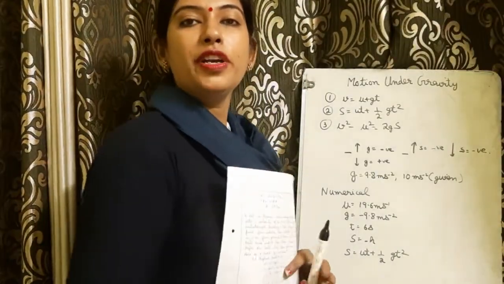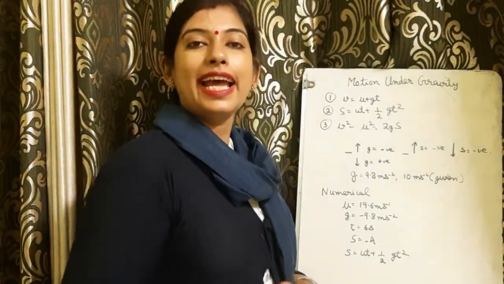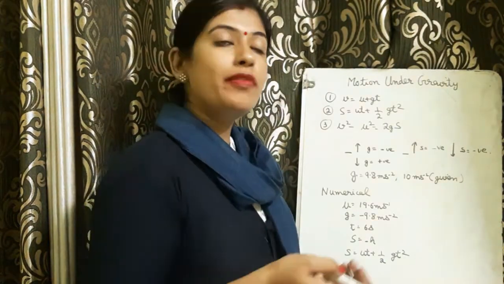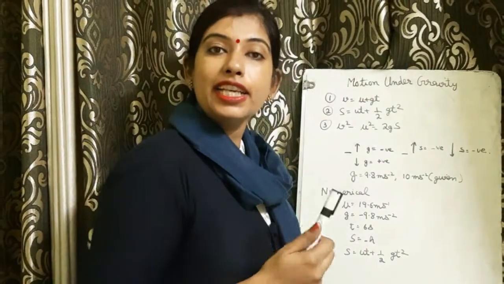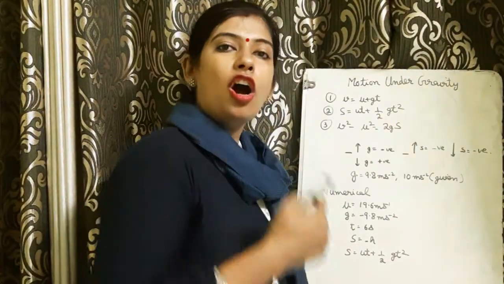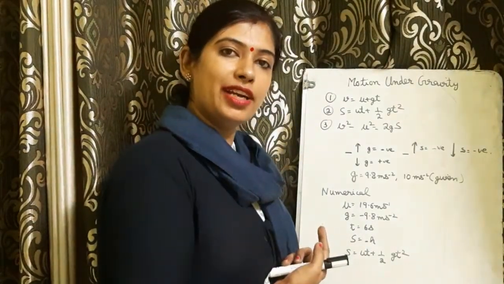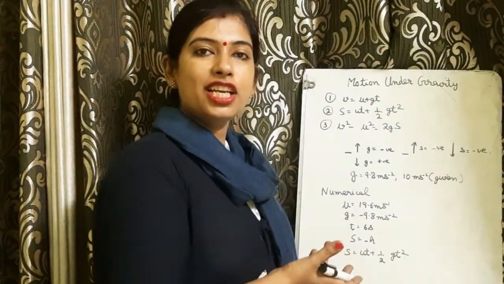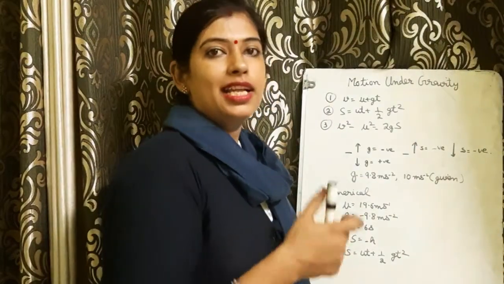Till now, we were doing the motion along a straight line, that is, the object was moving along a straight line. Now we will study the motion under gravity. In this case, either the body is moving in the direction of gravity or the body is moving in a direction opposite to the gravity. Meaning either the body is moving in the upward direction or the body is moving in the downward direction.